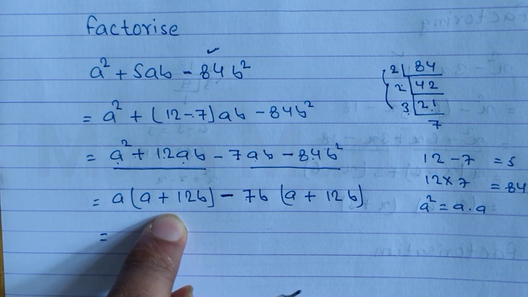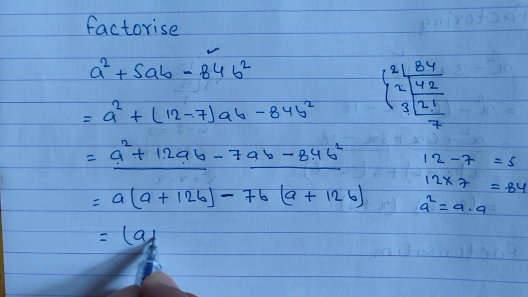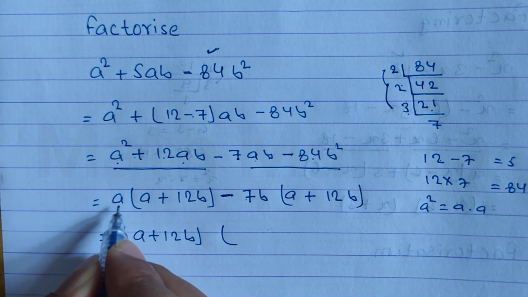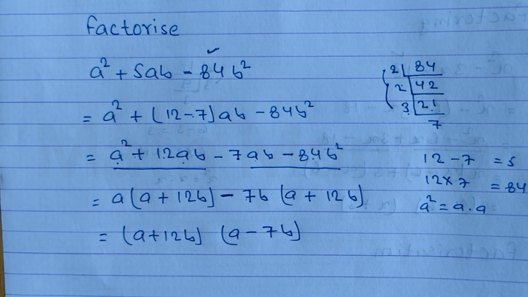Now you can see here a plus 12b always comes the same, and we can take a plus 12b common. And what is remaining here? a, so a minus 7b, which is your answer.